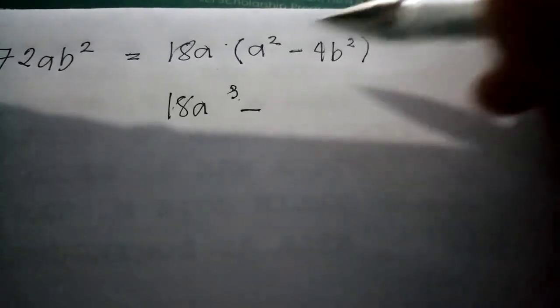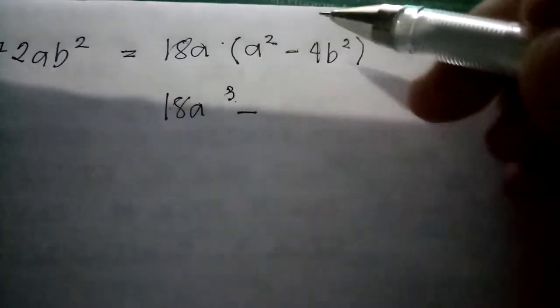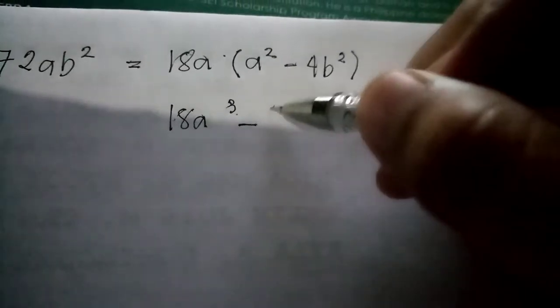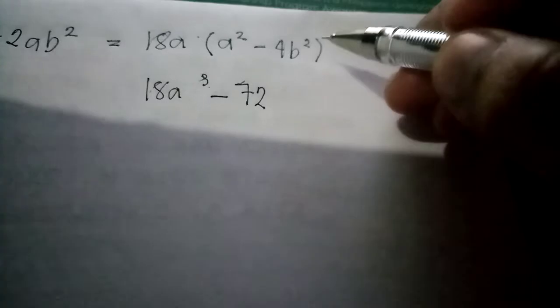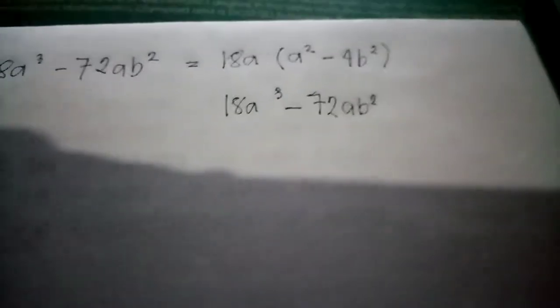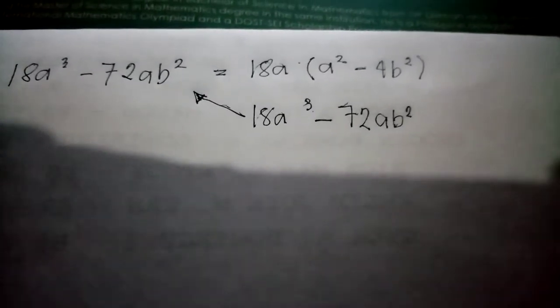Then, 18a times 4b squared. So, 18 times 4, first multiply the number. 18 times 4 is equal to 72. Then next is multiply the variable. A times b squared is equal to ab squared. Is it equal to the given equation? Yes, this is equal to the given equation. 18a cubed minus 72ab squared is equal to 18a cubed minus 72ab squared.